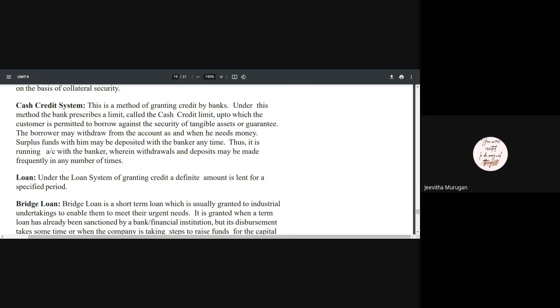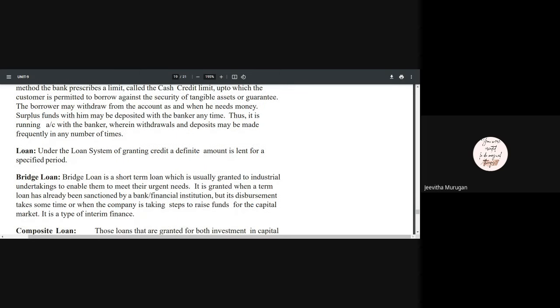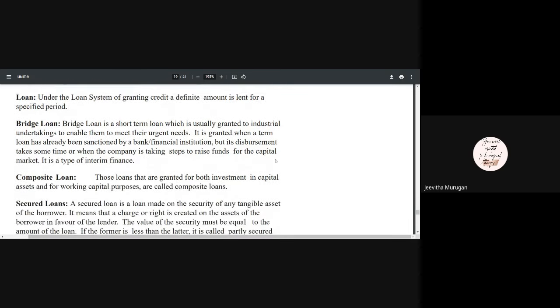Loan. Under the loan system of granting credit, a definite amount is lent for a specific period. Bridge loan. Bridge loan is a short-term loan which is usually granted to industrial undertakings to enable them to meet their urgent needs. It is granted when a term loan has already been sanctioned by a bank or financial institution, but its disbursement takes some time, or when the company is taking steps to raise funds from the capital market. It is a type of interim finance.